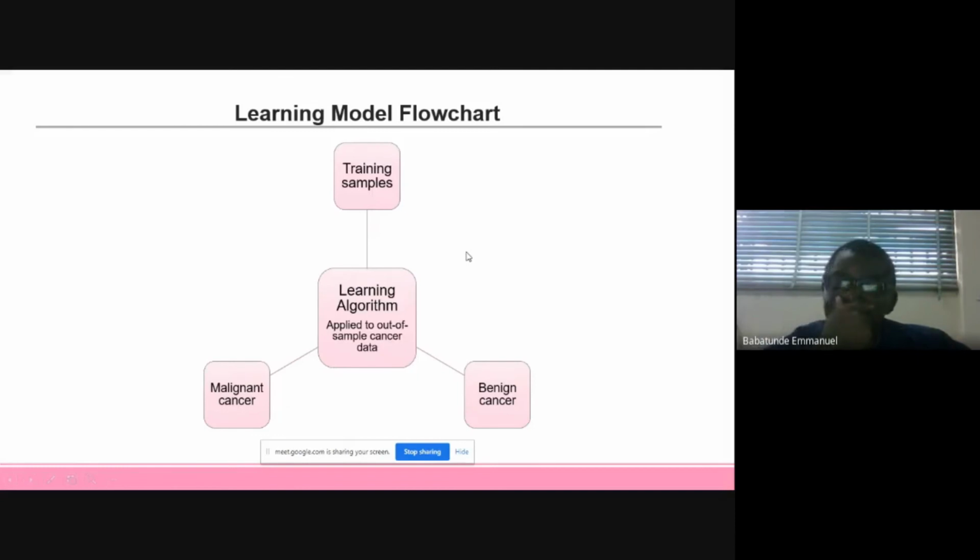Now, the flowchart, a simple basic flowchart for our learning model, is that we take training samples. I have earlier defined these training samples, and we use these training samples to train our algorithm, which is now in turn applied to new data that we have obtained from a new patient, to determine whether that new sample is malignant or benign, as shown in the flowchart.